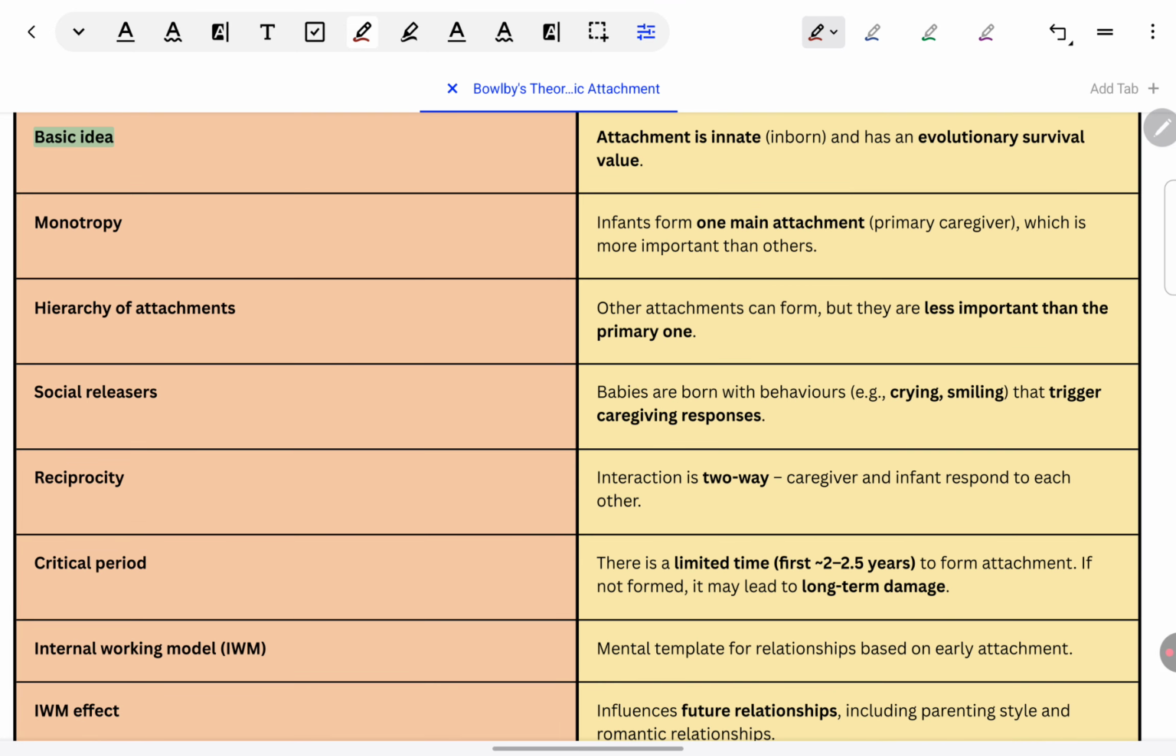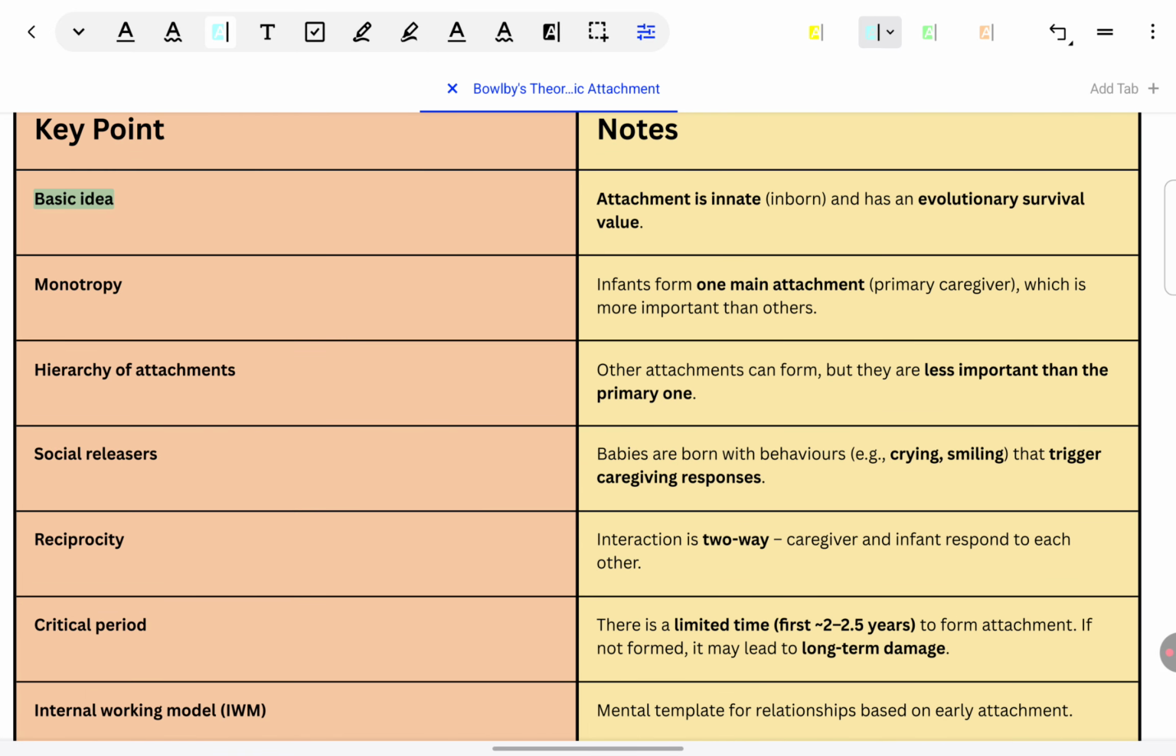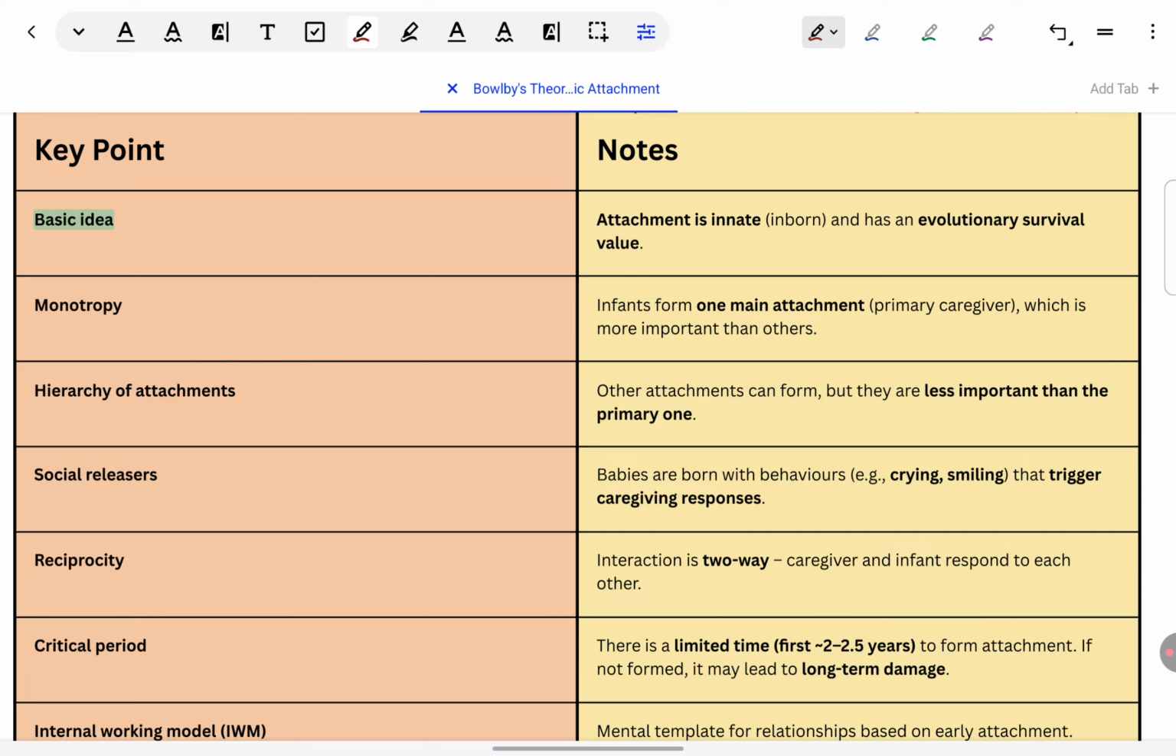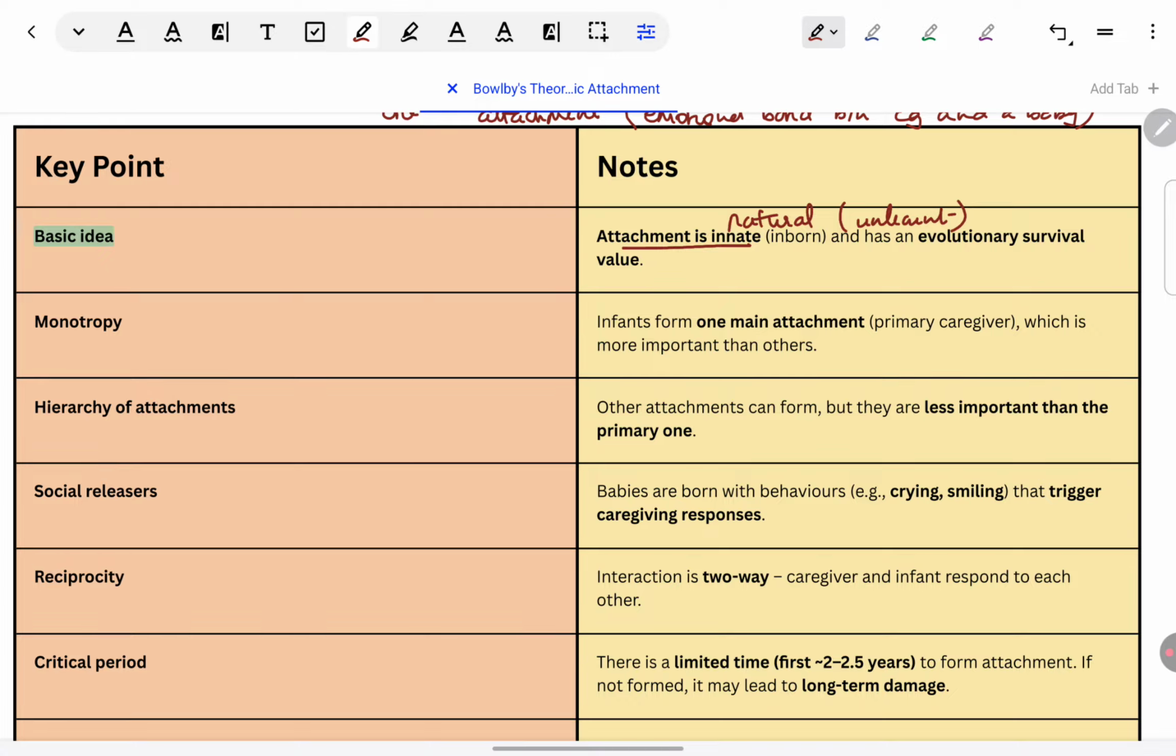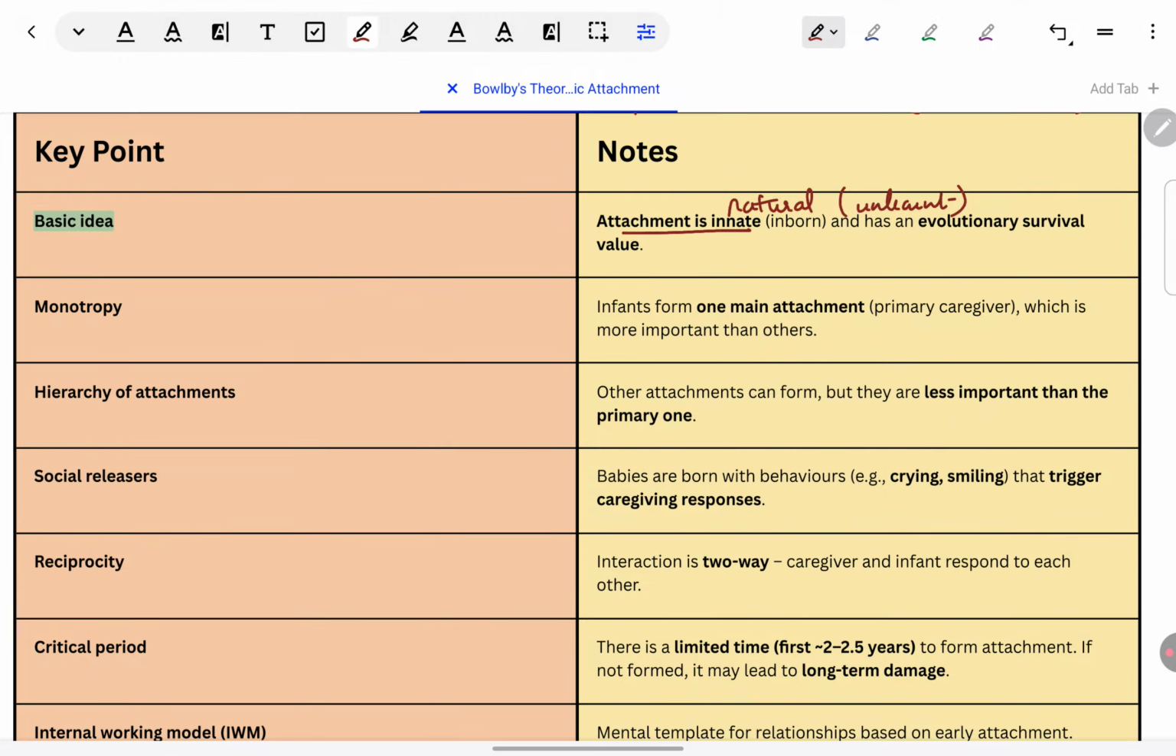So, what is Bowlby telling us about this bond? Firstly, he's telling us that attachment is innate. Innate is a word you will see many times in psychology. It means inborn, natural, unlearned. Right away, this is in direct contradiction of the learning theory of attachment, because that theory tells us attachment is learned. If you haven't watched that video already, do watch it because you need to contrast Bowlby's theory with the learning theory.